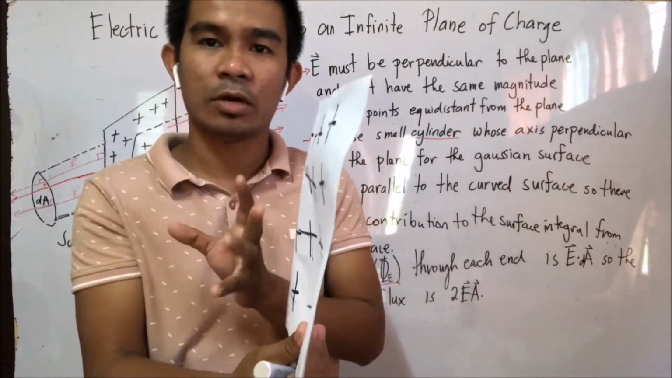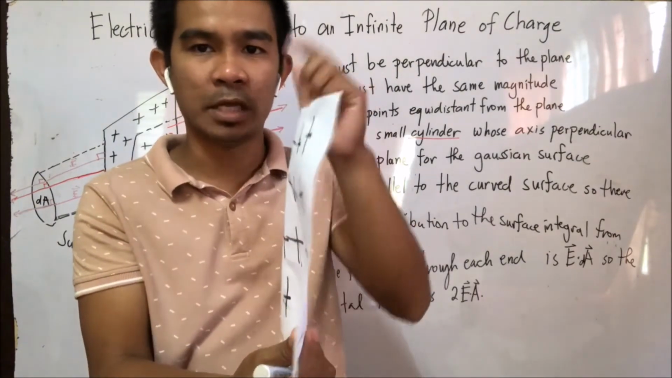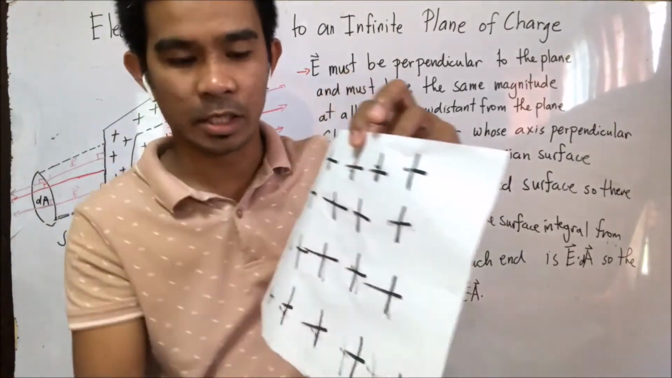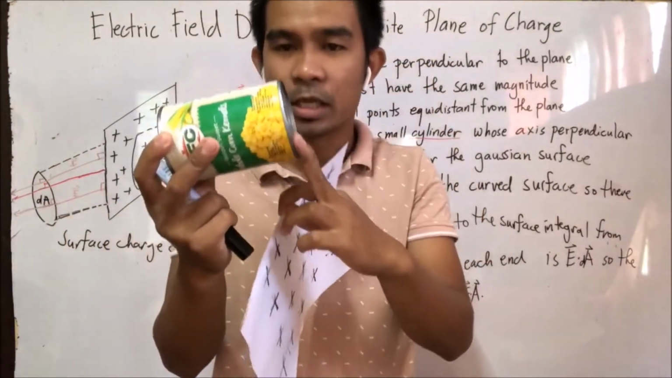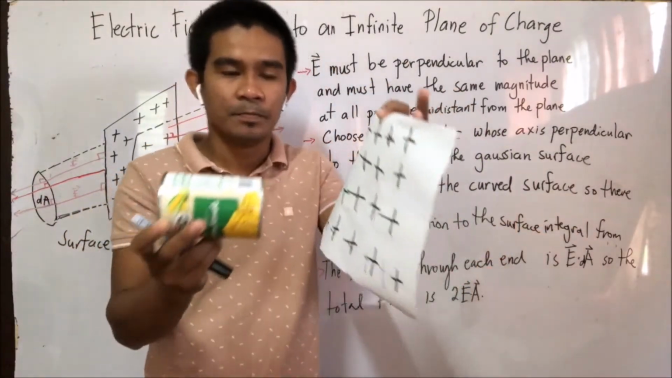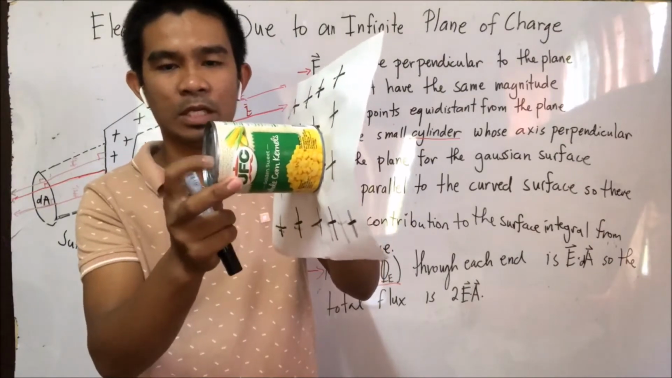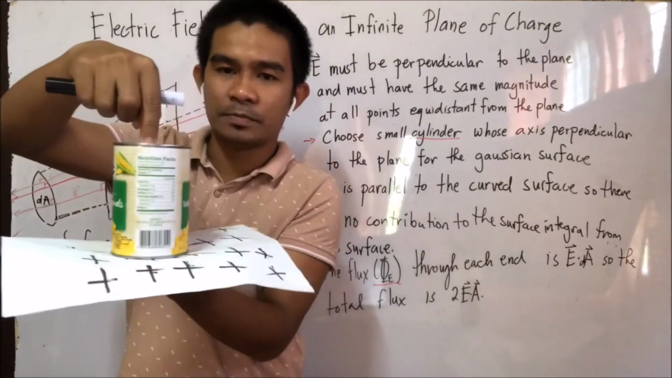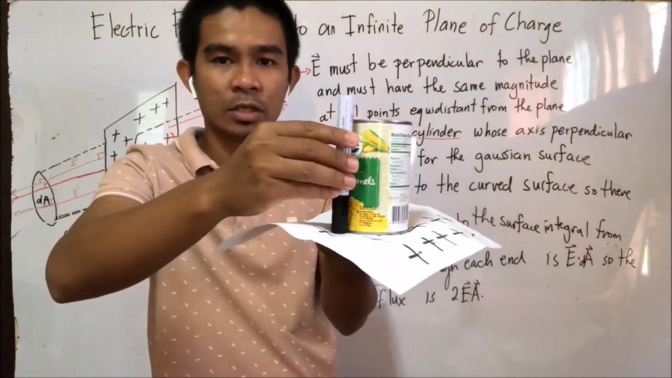So the best Gaussian surface we can use to obtain the electric field due to this plane of charge is a small cylinder. Now, if this is the Gaussian surface, the cylindrical symmetry, the Gaussian surface is what we call the imaginary surface. The axis of this cylinder must be perpendicular. So this is the axis of the cylinder, perpendicular to the plane of charge, right?